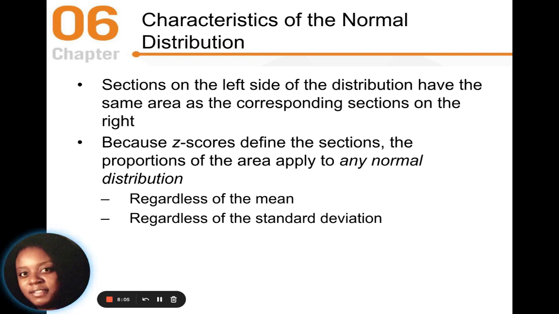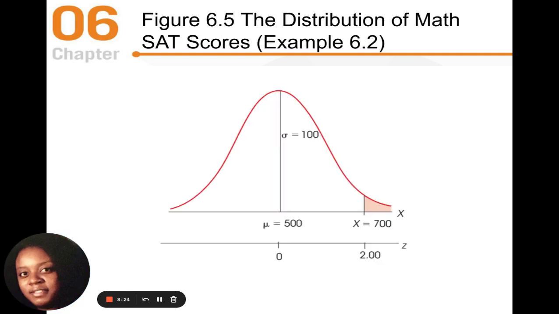Sections on the left side of the normal distribution have the same area as the corresponding sections on the other side. Because z-scores define the sections, the proportions of the area apply to any normal distribution. So regardless of the mean, regardless of the standard deviation, they're going to be equal. So you can see here the distribution of math SAT scores.